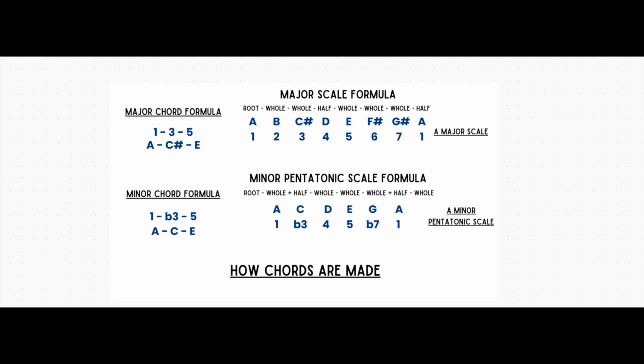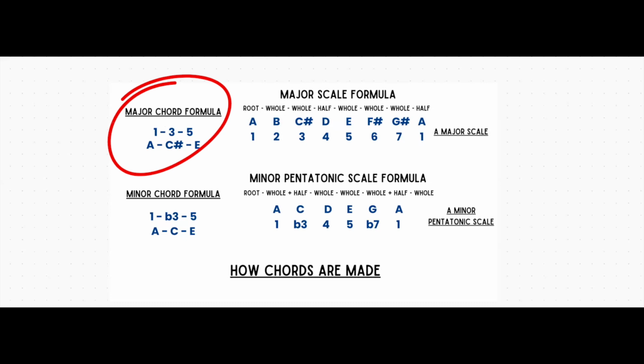This is part 3 of our Music Theory for Beginners series. Today we're going to talk about how chords are made. We go over chords after scales because the chord formula comes out of the major scale. Let's just look at these right here. We've gone over how the scales are made. Now, how the chord is made.